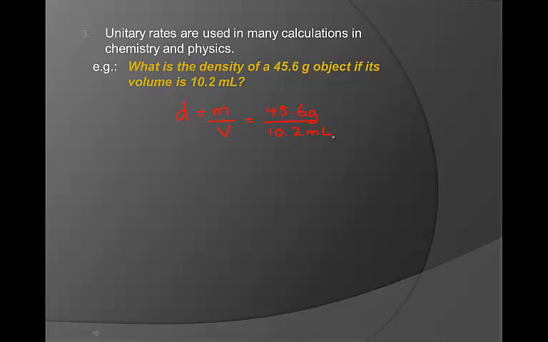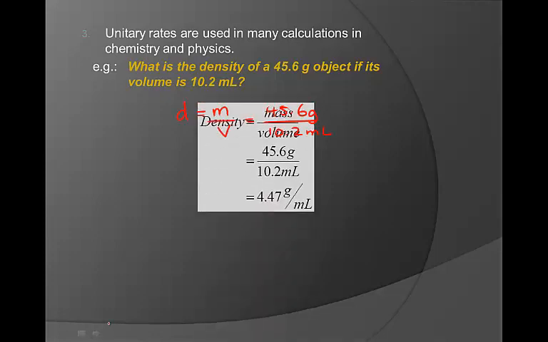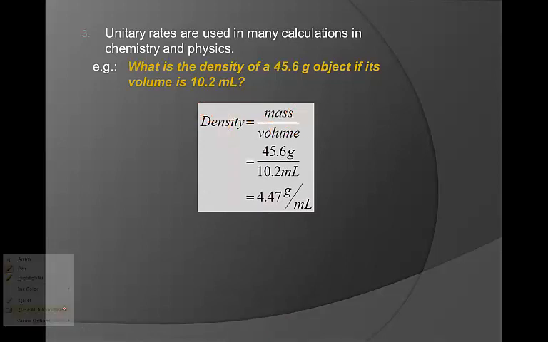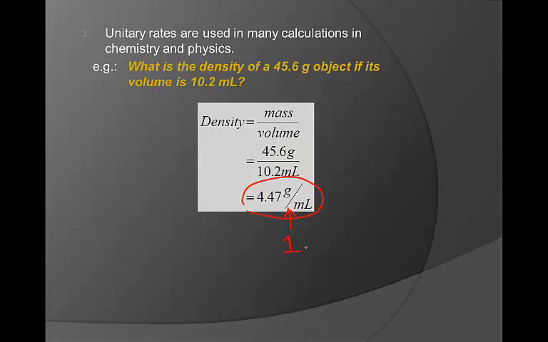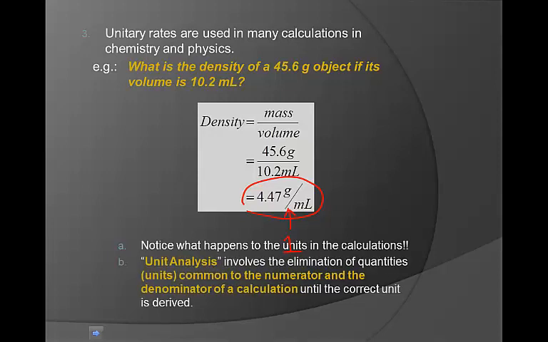Now, this is not a unitary rate because it hasn't been divided through yet. In fact, what the actual unitary rate is, and I'm just going to clear the screen so that you can see what's there, is 4.47 grams per milliliter. Remember that even though it's not written here, there is an imaginary 1. Notice what happens to the units in the calculation. Grams and milliliters are not the same unit, so they can't cancel out, so they both remain.